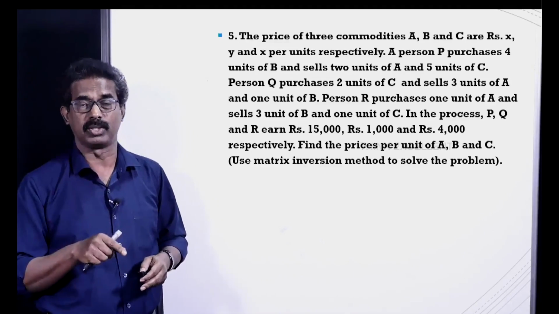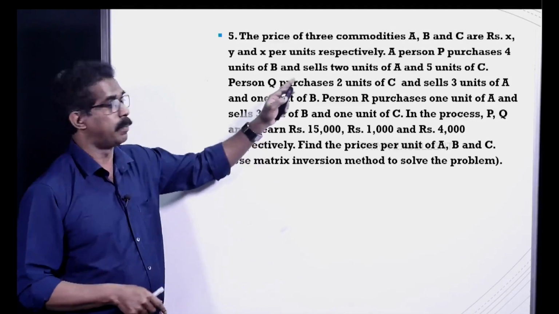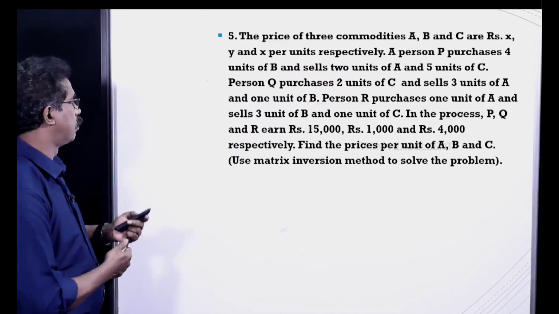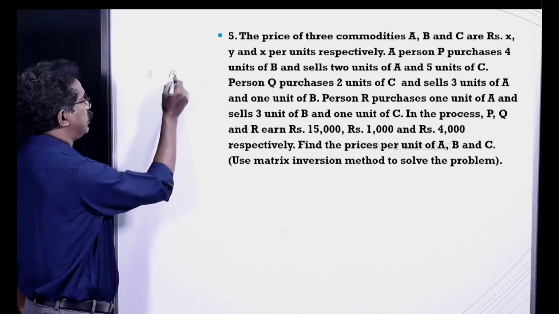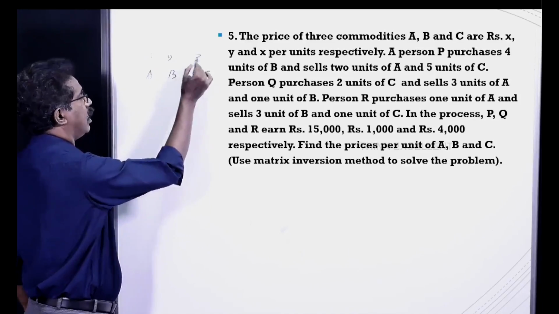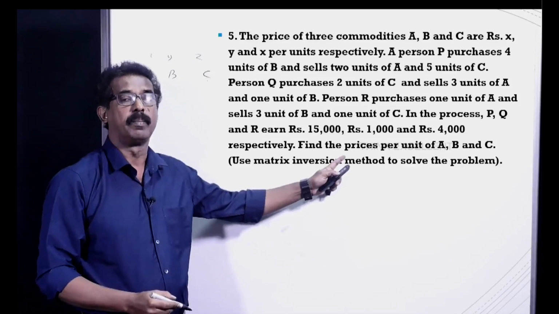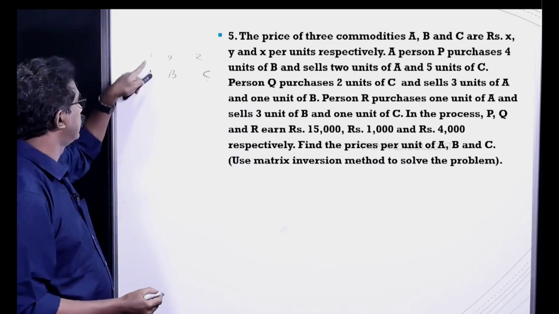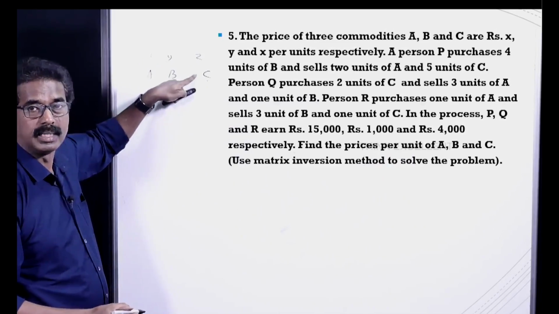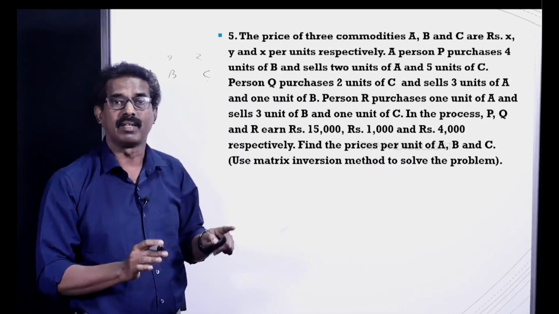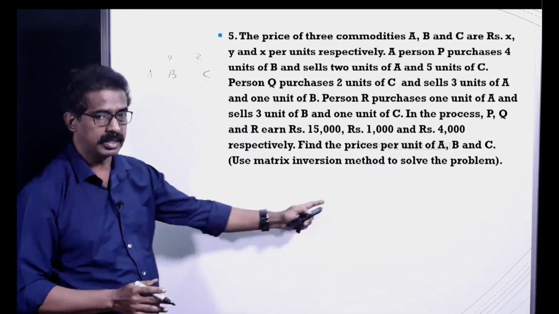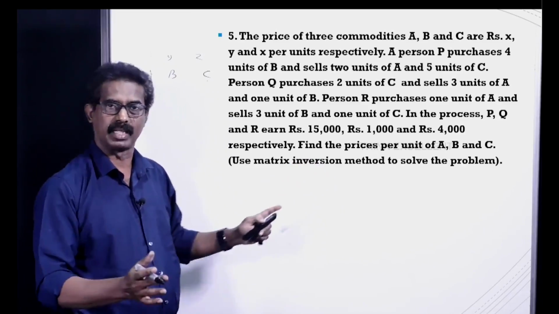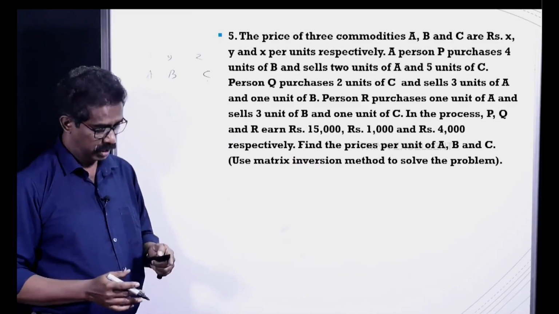Here there are 3 commodities. What are they? A, B and C. The prices of the commodities A, B, C are X, Y, Z. In the last line you read what they asked: find the prices per unit of A, B, C. So A's price is X, B's price is Y, and C's price is Z. We want to find the values of X, Y, Z at the end, and you see which method they asked to use here: the matrix inversion method. So let's try how to frame the equation.